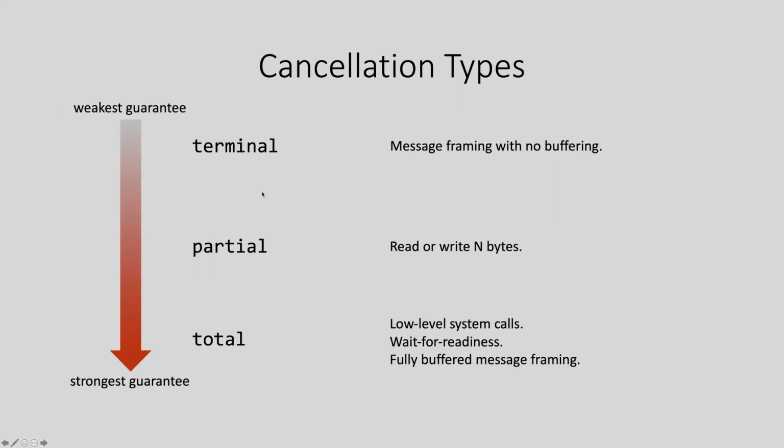If we go back to the cancellation types, a stronger guarantee is kind of like a subset of the weaker ones. So if you ask for terminal and you happen to get total, well, you still got what you asked for. Likewise, if you ask for partial and you got total, you asked that your object be in a particular known state after cancellation, and you got that. It's just that it happened to satisfy it with a stronger guarantee.